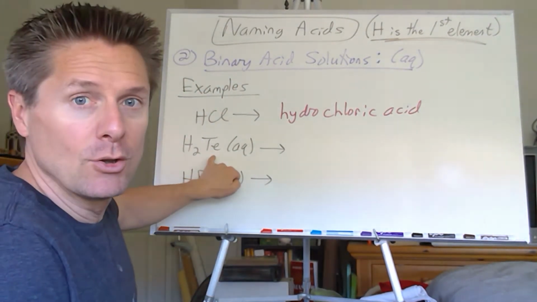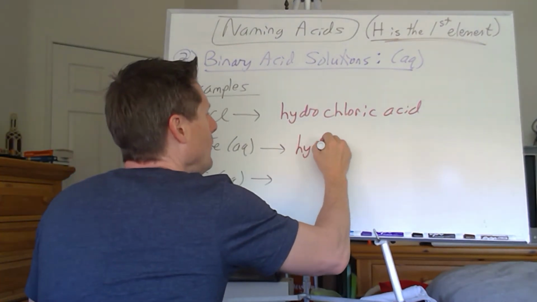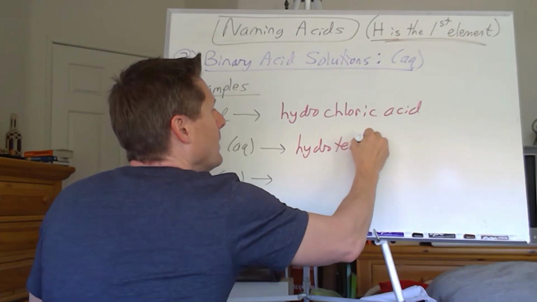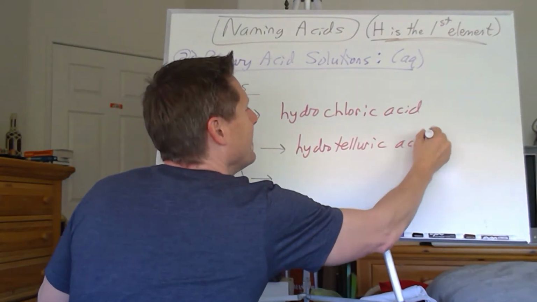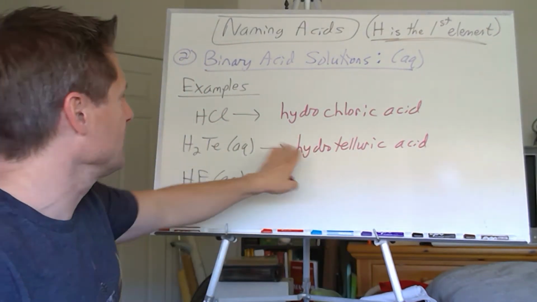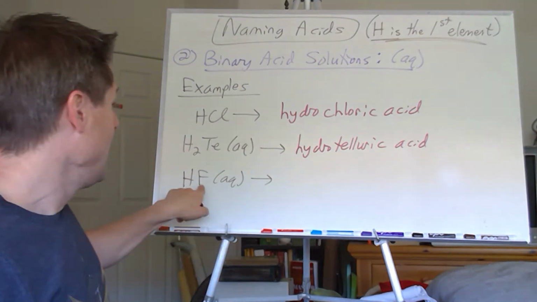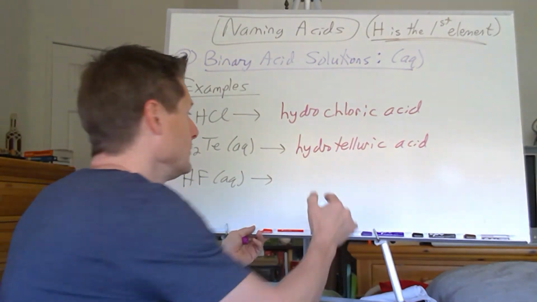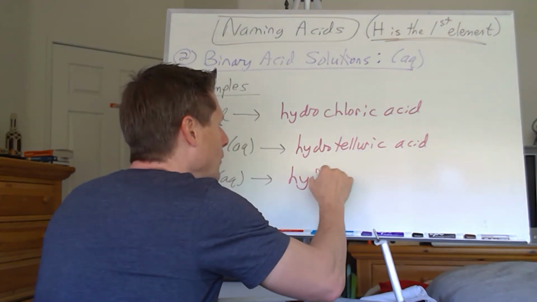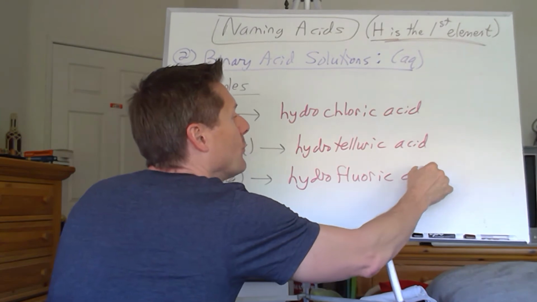So that would be hydrochloric acid. This one is tellurium, is that right? Tellurium. So this would be hydro, the root of tellurium, telluric acid, which would be just like sulfur or selenium, like hydroselenic acid or hydrosulfuric acid. And there's the fluorine. I've got two elements, starts with hydrogen, it's a solution. So hydro, the root of fluorine is fluor, hydrofluoric acid.